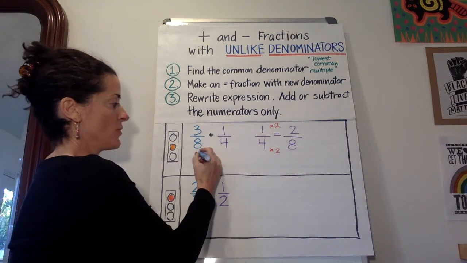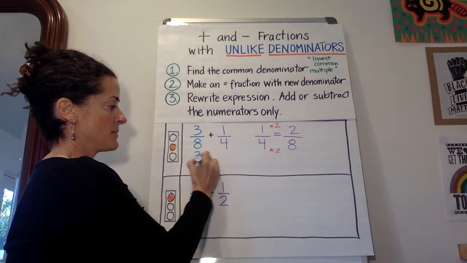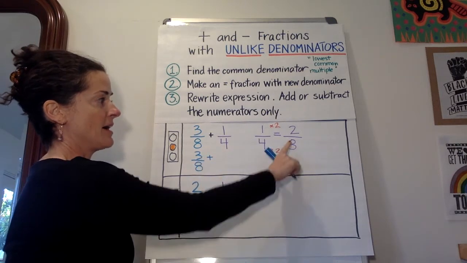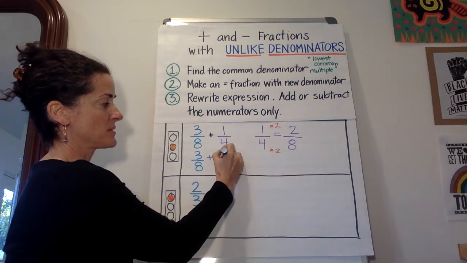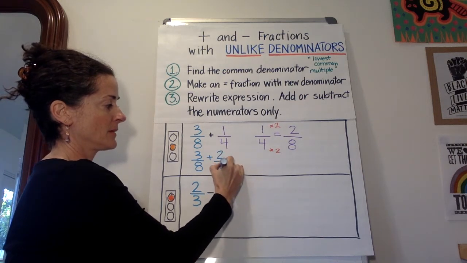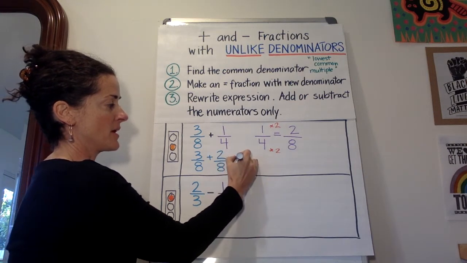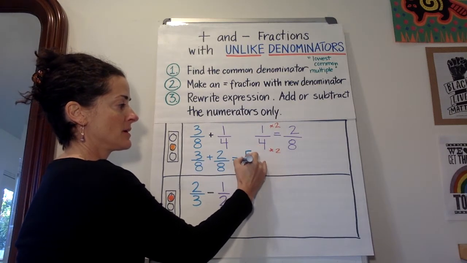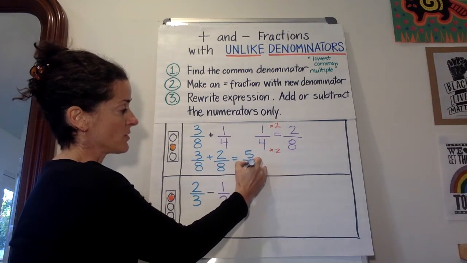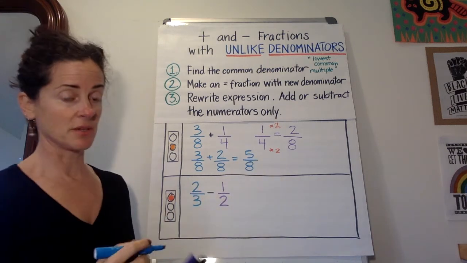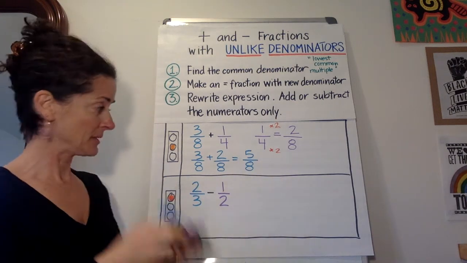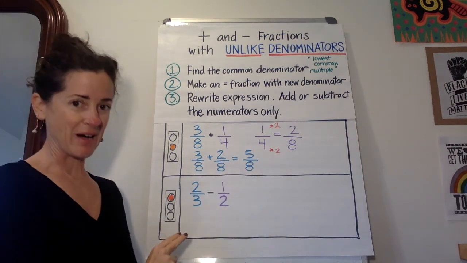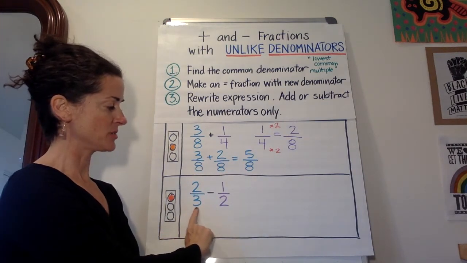Okay, now I'm going to rewrite my expression, and I have too many markers in my hand. I didn't need to convert this one. This can stay the same. I have 3/8 now, and I have 2/8. And because I have a common denominator, I can just now add my numerators. Don't add the denominators. Both of these are eighths, and my result is also going to be in eighths. And I get 5/8.